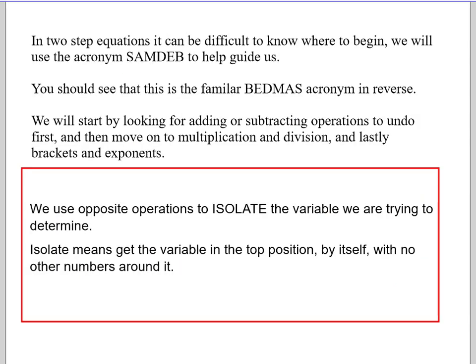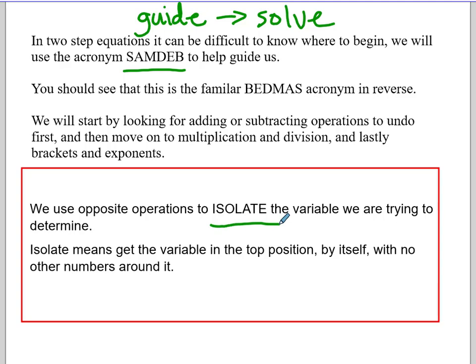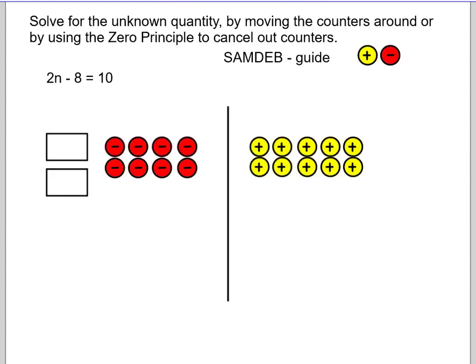Okay, so now you might recognize this. We use something called SAMDEB, which is BEDMAS backwards. We use it as a guide. Okay, it's not a rule, it's not a law, it's just a guide. So when we're not sure how to solve, we can use SAMDEB as our guide. Reminder, isolate the variable means get it by itself in the top location with no other numbers around it. And we're going to do all of that with just adding, subtracting, multiplying, and dividing.